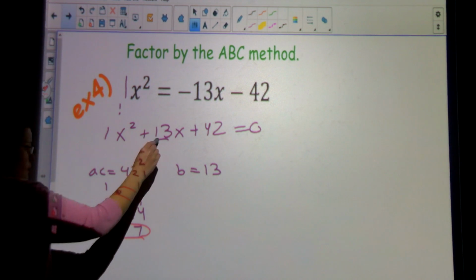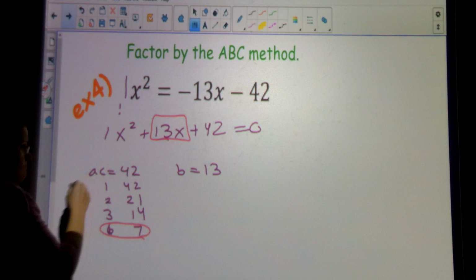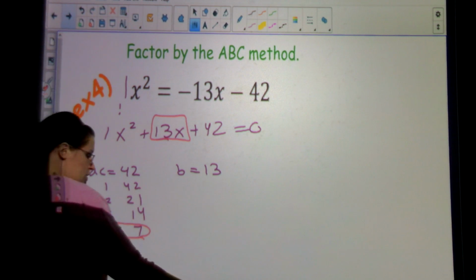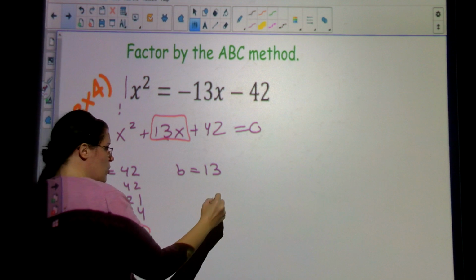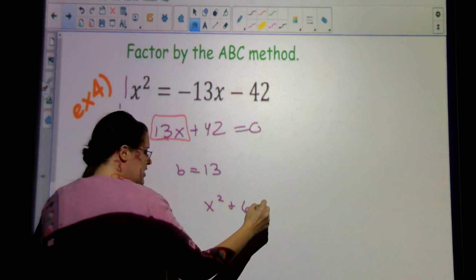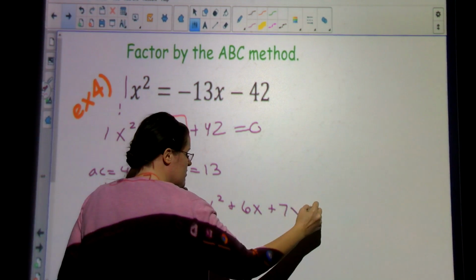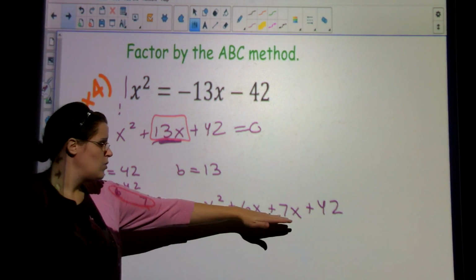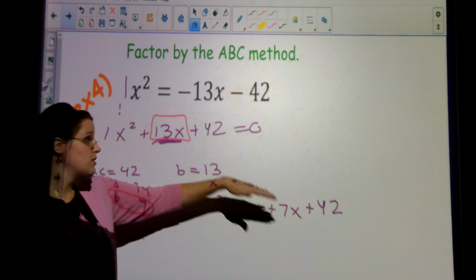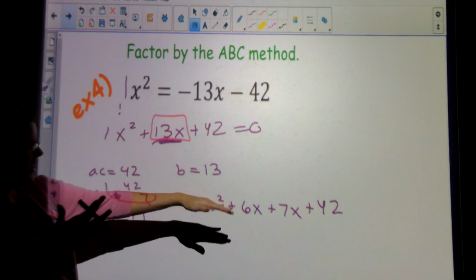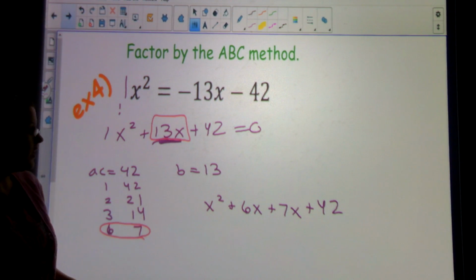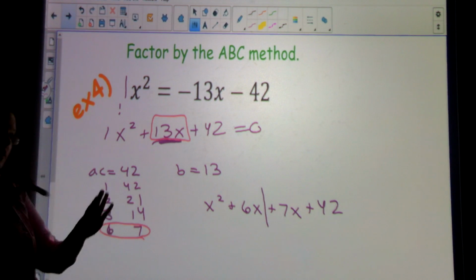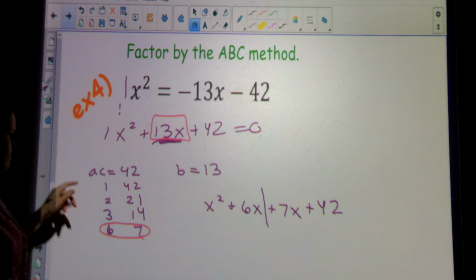So what I'm going to do is replace this middle term with 6x and 7x. So I have x squared plus 6x plus 7x plus 42. All I did was replace this with 6x plus 7x, which equals 13x, right? That's why they have to add to be that number. Okay. Now, put a line down the middle to separate it. It's two different problems.